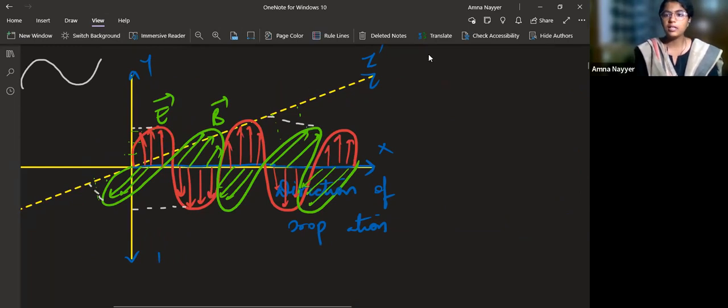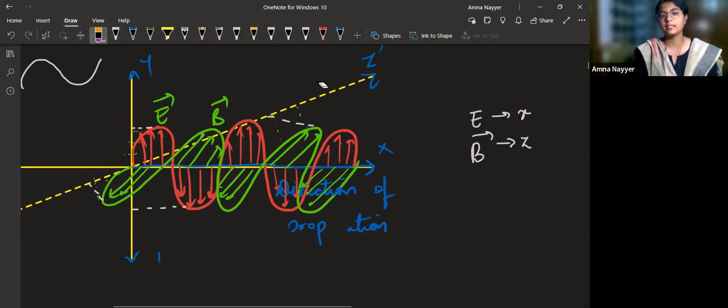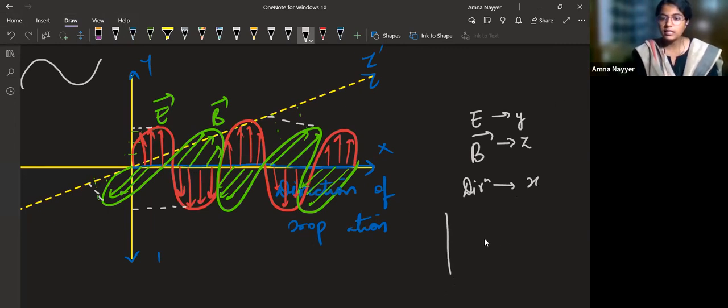So the electric field was along the y-axis, the magnetic field was along the z-axis, and the wave itself is moving towards the x-axis. This was y. And the direction of propagation was towards the x-axis. And what do we know about all these three axes? That all these are perpendicular to each other. This was what was meant by an electromagnetic wave.